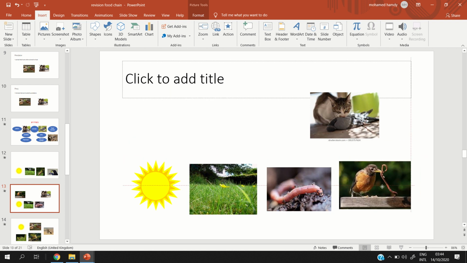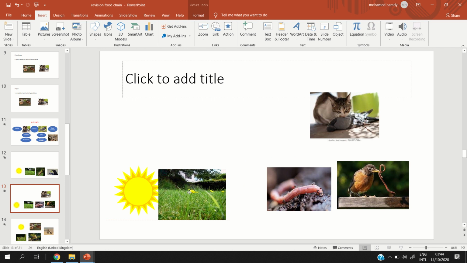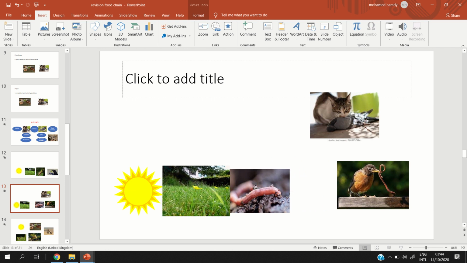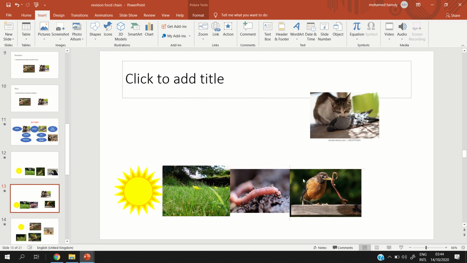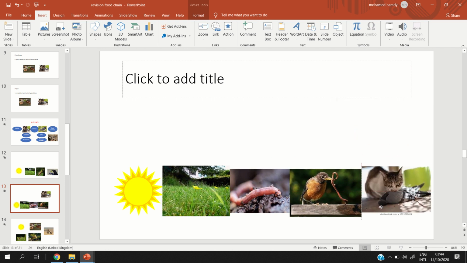and after this, the worm will eat the plant. Which animal will eat this worm? The bird, super great too. And after the bird, which animal will eat the bird? Yes, the cat. Okay, so here in this food chain, who can tell me which one is the predator? Which animal is the predator? Super great too. The cat is predator.